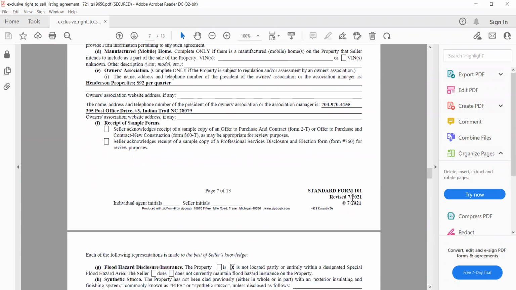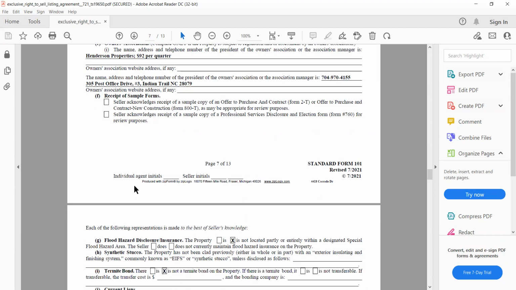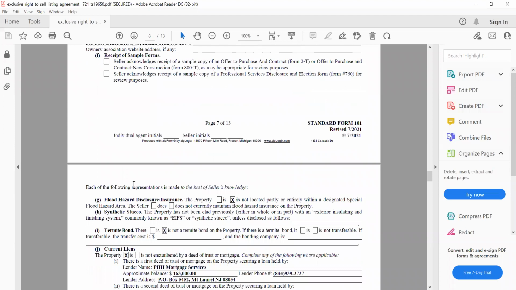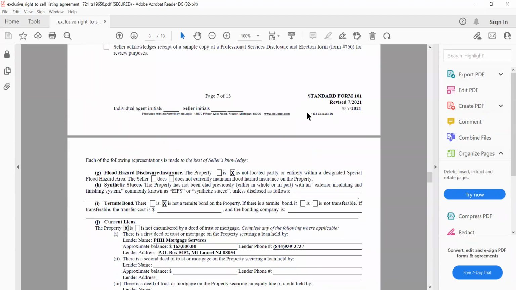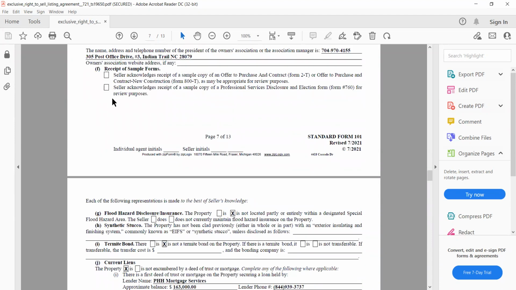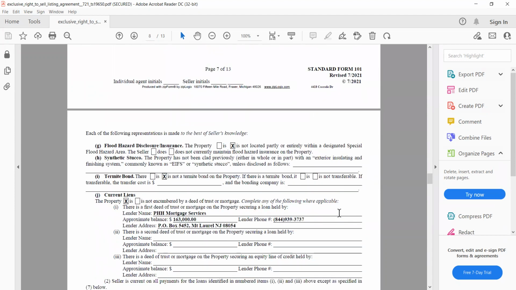All right. And subset F says receipt of sample forms. It's customary and probably the right thing to do to give them the sample forms to look at so they're familiar with the forms they're going to be working with. And if you give them those, or if you check those boxes, make sure you give them those forms.